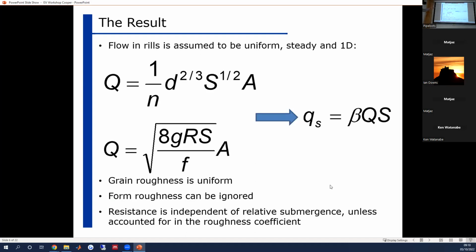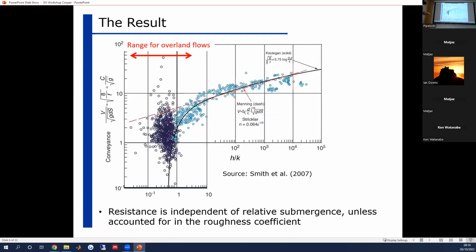And the other assumption in these equations is that these flows are independent of relative submergence. Now, the way in which you correct that is to correct it based on the friction factor, or the Manning's number, and allow for relative submergence. But of course, those corrections are based on relations developed for open channel flows and pipes. And to illustrate why that's a problem, we just go to the next click.